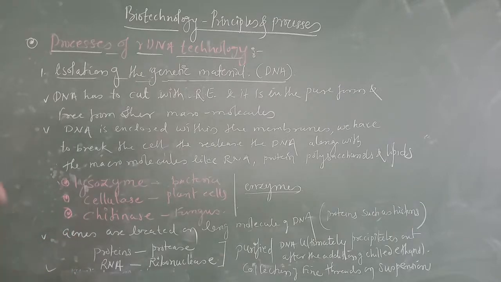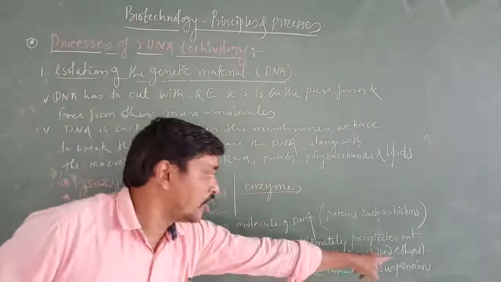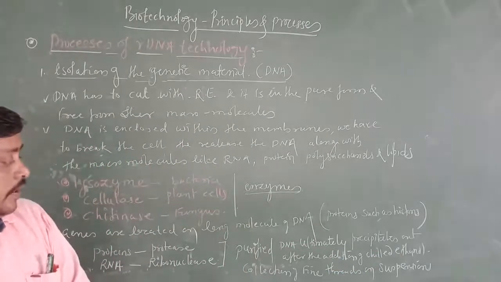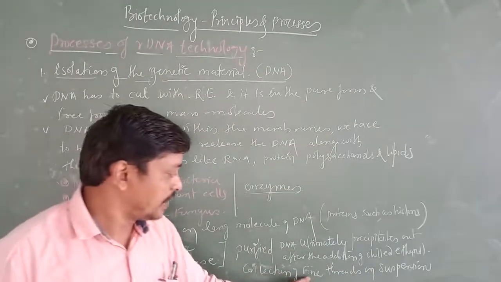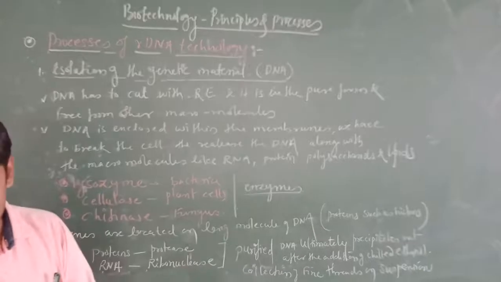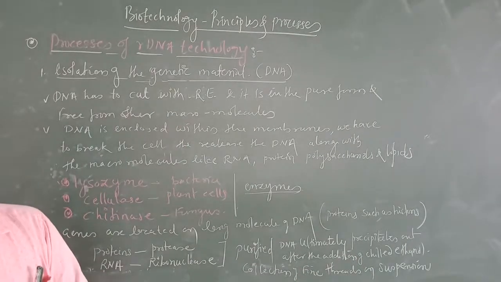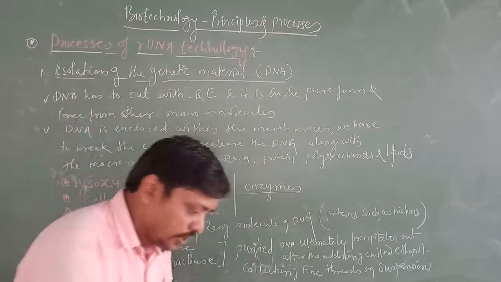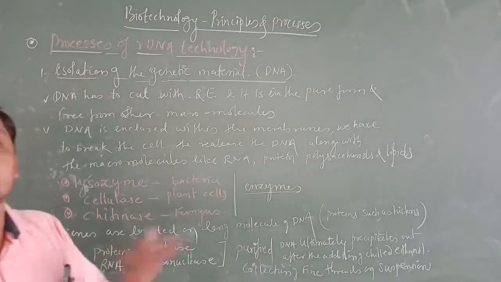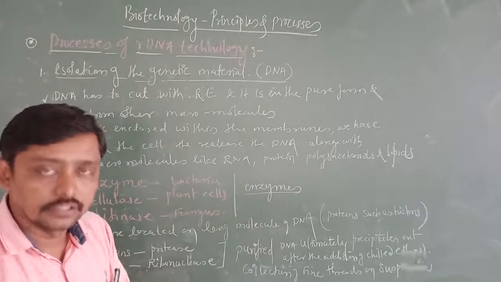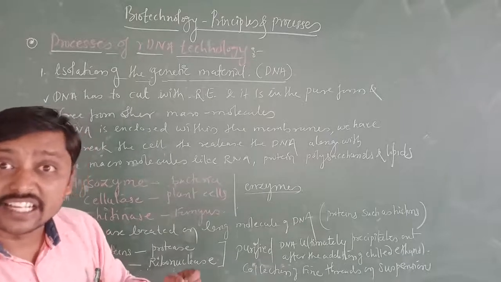Then you are going to treat that pure form of DNA with chilled ethanol, and at last you are going to collect the DNA in the form of fine threads in a suspension. Okay, this is about how you are going to extract or isolate the DNA in thread-like structures.